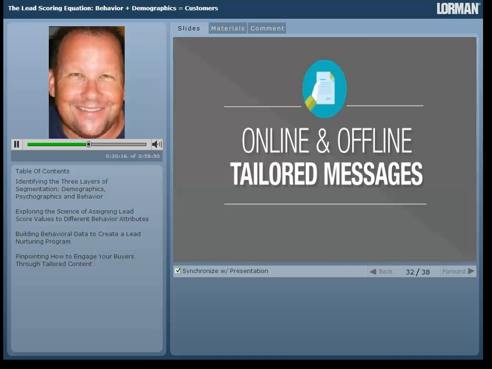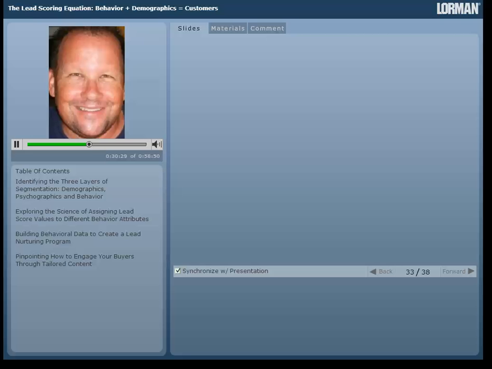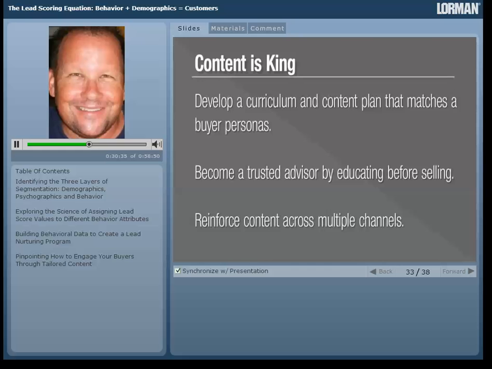One of the keys to having a lead scoring system and the behavioral rules is that you need to drive activity to build up that score. And that's where lead nurturing really comes into play. Now, I know you've probably heard this before, that content is king, but content really is king. And there are a couple of things you need to keep in mind as you're developing it.